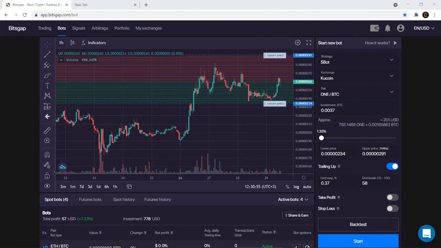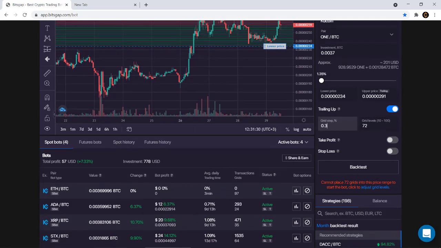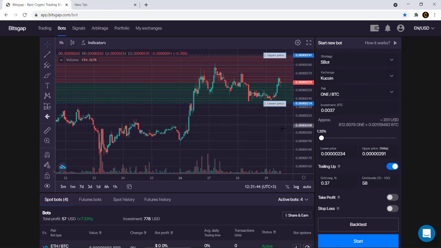Now I'm setting up another grid bot. This time it's with one BTC. Again, the initial investment amount is about $200, and I've chosen the range for the grid bot, and I want to have a grid step of 0.3, and it's not allowing me to have that range. It says you cannot place 72 grids into this price range to start the bot. But it's got here that you can click to adjust the grid levels. So I'll click on here, and then it adjusts the grid levels to an amount that I can trade with.